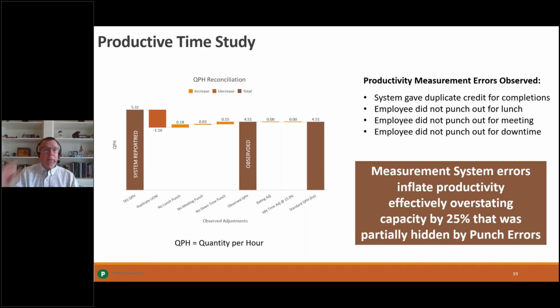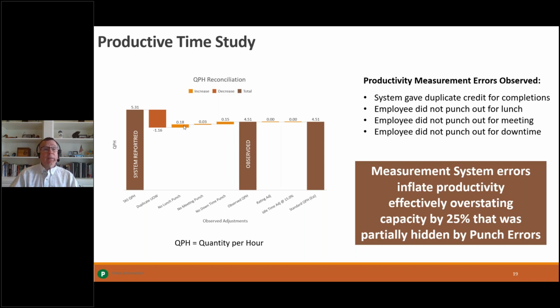So typically what we end up doing in a productive time study is we catalog and observe the entire day that somebody works. We record all the production that they do. We also record all the times that they interact with the time management system. So we are able to take the cycle time that we calculate, convert it to QPH, and compare it to the QPH that is reported by the system. Now, in this case here, our system was telling us that our QPH was 5.3 per hour. When we watched, we observed 4.5 an hour, a significant difference.